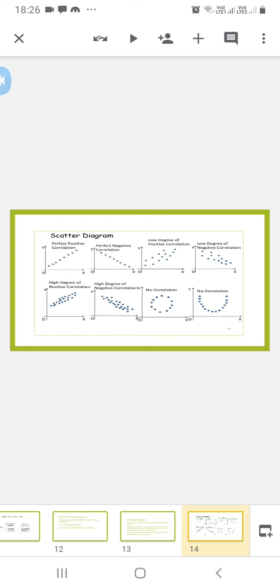In particular, if all the points lie on a straight line starting from the left bottom and going up towards the right top, the correlation is perfect and positive. And if all the points lie on a straight line starting from left top and coming down to right bottom, the correlation is perfect and negative.